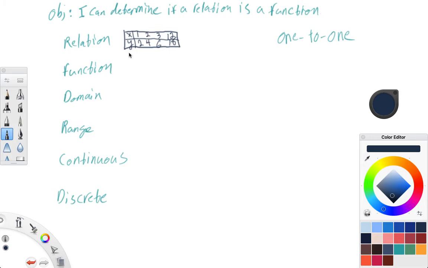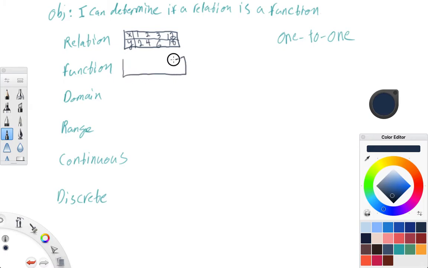A function is a relation, but a relation is not always a function. A function is a relation in which each input is assigned exactly one output. So if we have an input of 1, output of 2, input of 2, output of 4. What we don't have is an input of 1, output of 2, input of 2, output of 2. So they each have to have their own output, and it can't be the same as any other output.